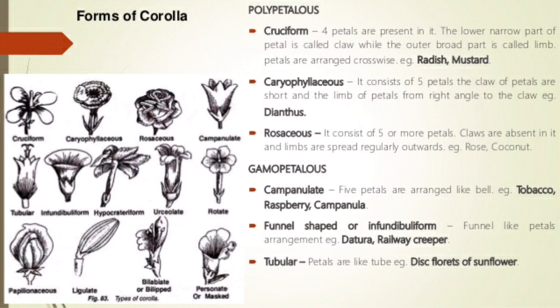Gamopetalous. Campanulate. 5 petals are arranged like a bell, as in the case of tobacco, raspberry, campanula. Funnel shaped or infundibuliform, funnel-like petals arranged. Example, dhatura, railway creeper. Tubular. Petals are like a tube, as in the case of disc floret of sunflower.